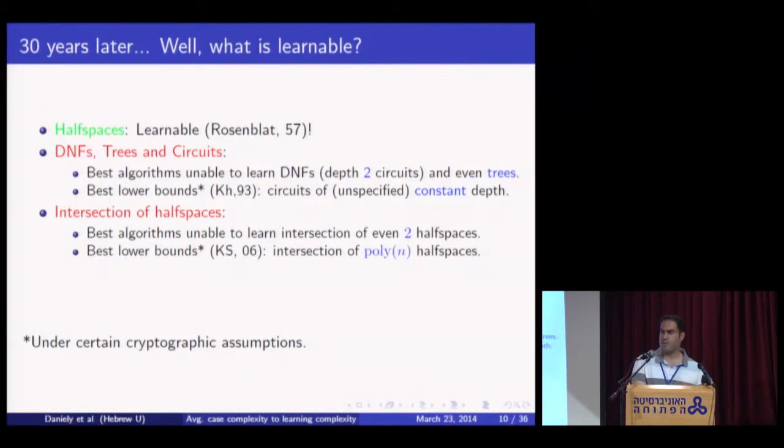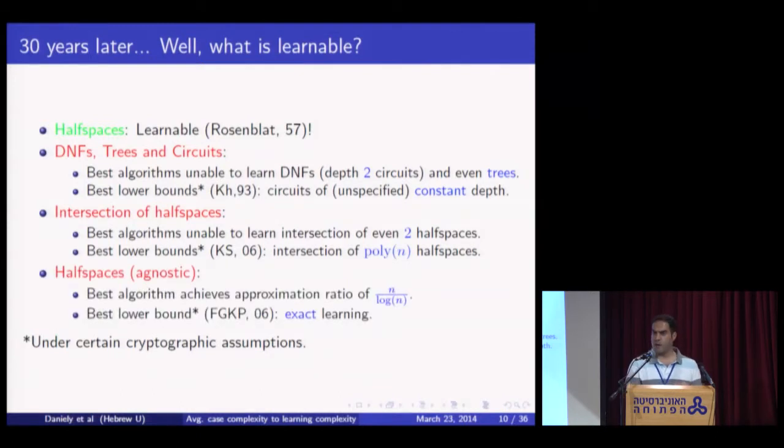For intersection of half spaces, the best known algorithms are unable to learn even intersection of two half spaces, whereas the best known lower bounds, again under cryptographic assumption proved by Klivans and Sherstov, only show that it is impossible to learn intersection of polynomially many half spaces.